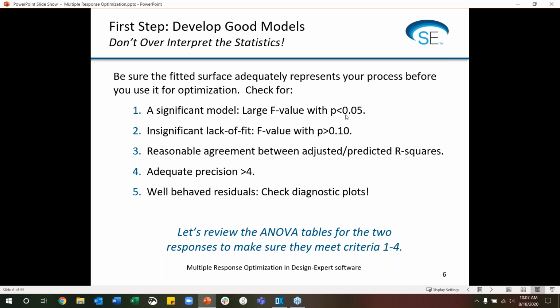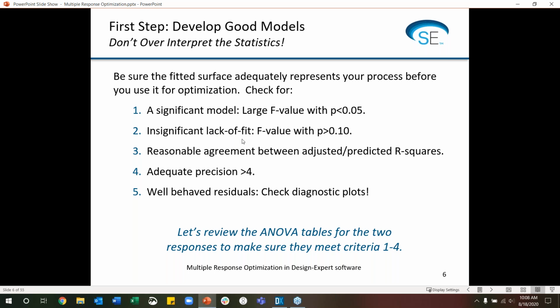So we say don't overinterpret the statistics, but basically you would want a significant model, which means the F value should be large, and that would give you a p-value less than 0.05 as a general rule. Some people might want p-values even smaller than this, 0.01, but that's for you to decide what you want your p-value to be. You also want insignificant lack of fit.